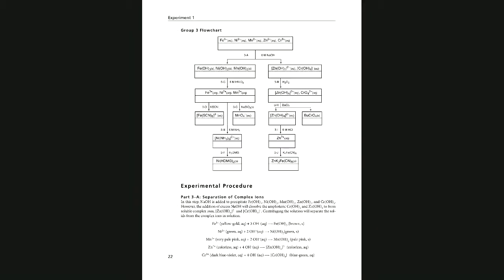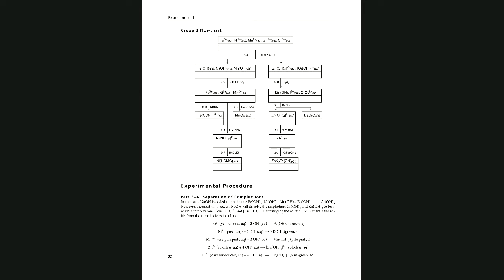The chart should be your friend. We learn a lot by looking at the chart. You see that we have five of these ions. The first thing you're going to do is add the sodium hydroxide. When you add sodium hydroxide, some of them precipitate selectively, so you learn about selective precipitation. Some of these precipitates are stable in basic solution. They are insoluble compounds. If you acidify, they go back into solution.